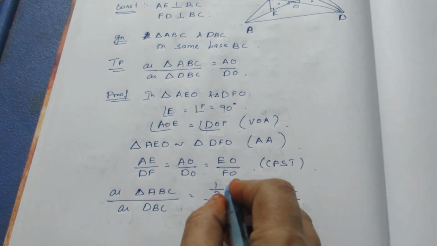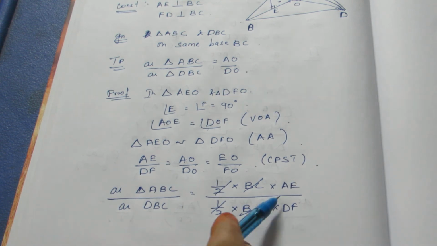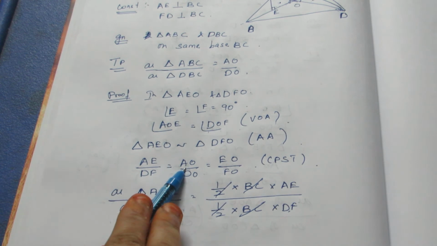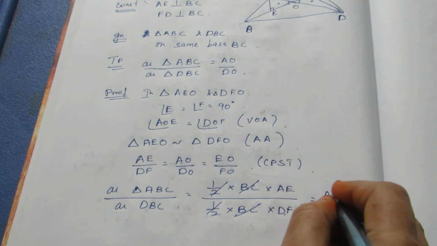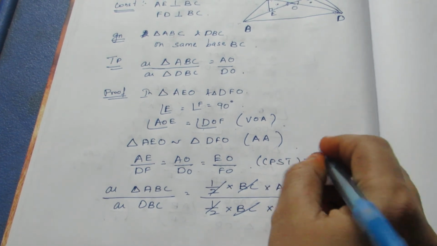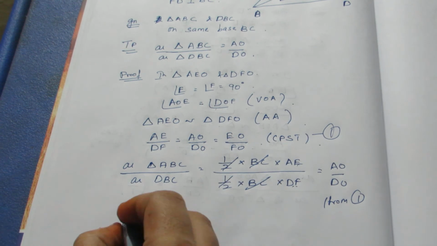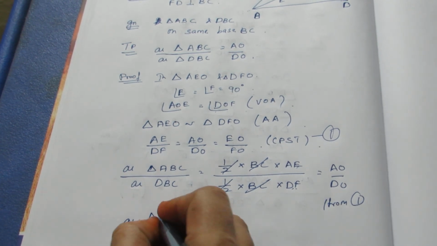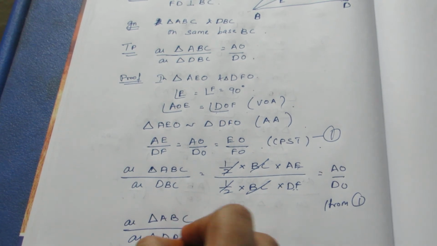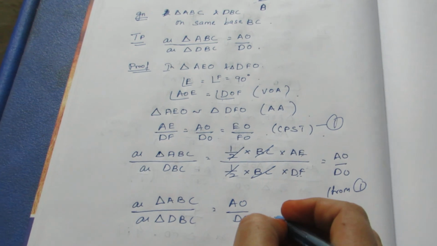We can cancel this 2, and we can cancel the same BC. Instead of AE by DF, we want AO by DO. We know that these are equal, so we can directly substitute. Instead of AE by DF, we can directly write AO by DO from equation 1. So we have proved that area of triangle ABC by area of triangle DBC is equal to AO by DO. Hence proved.